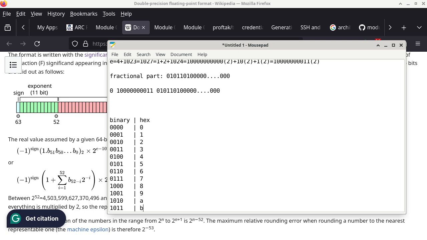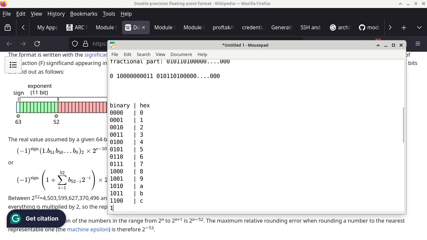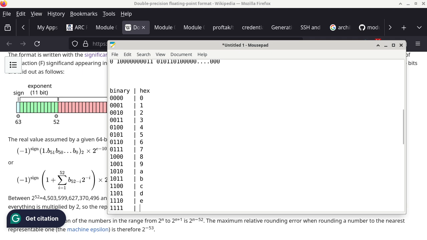Yep, okay. So the rest, I think you know already. 1100 is 12, which is known as C. And then we have 1101, which is 13, known as D. 1110 is E. 1111 is known as F. So this is a base conversion table between base 2 and base 16. We can see that it does not involve division, multiplication, or mod. It is just looking up.